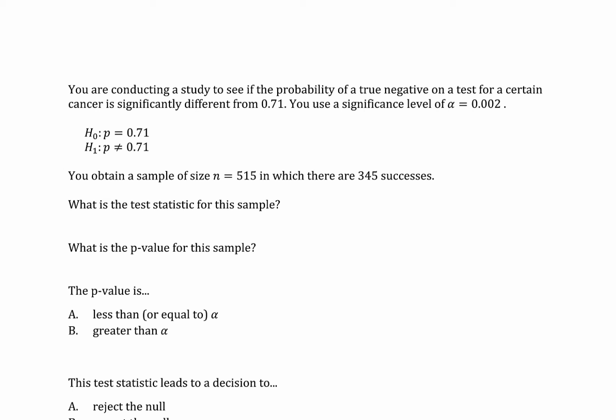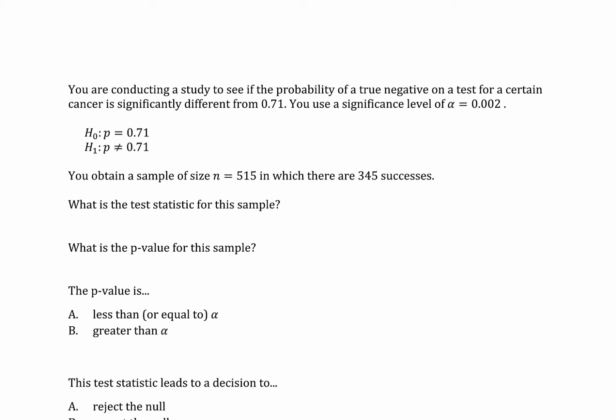You are conducting a study to see if the probability of a true negative on a test for a certain cancer is significantly different from 0.71. You use a significance level of alpha equals 0.002.